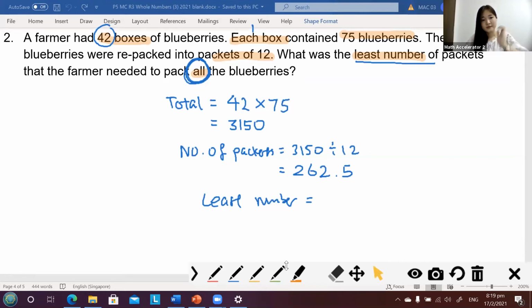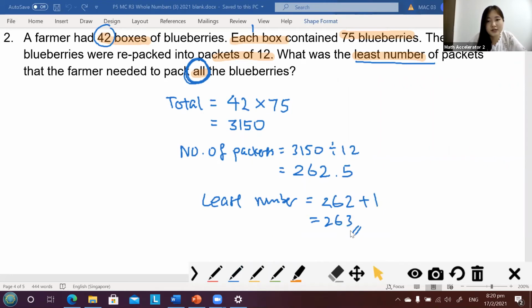Let's see. Quite a lot of you chose 263. Quite a lot of you chose 262 as well. So your answer is 262 plus 1, 263. When I say 262, it must have scared you, right, if you chose 263. 262 plus 1, 263.